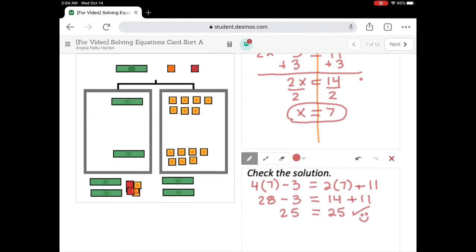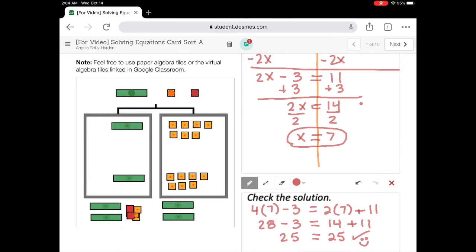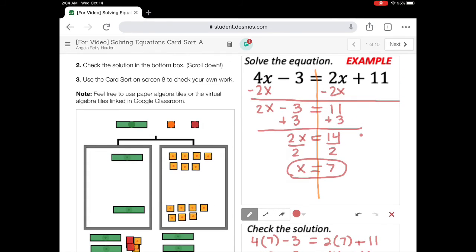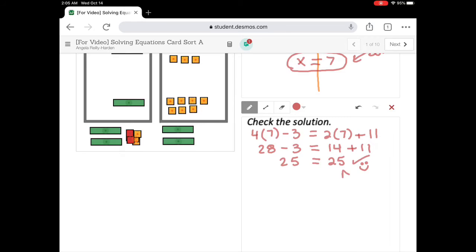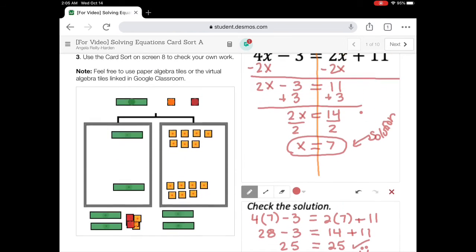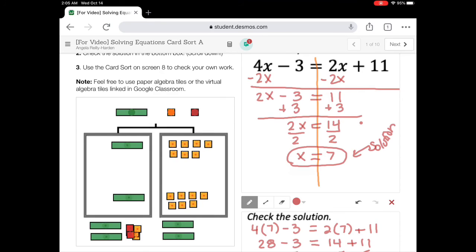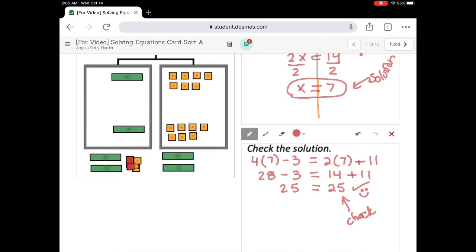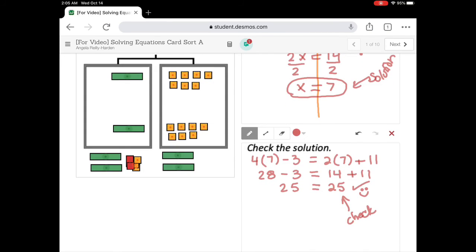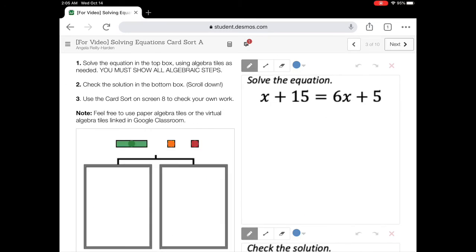So now I need to go to screen 8, and I am going to match up my equation, my solution, and my check values. It may not be the worst idea to jot these down on a piece of paper. Okay, so I've got 4x minus 3 equals 2x plus 11. The solution is x equals 7. The check that I'm looking for is 25 equals 25. So let's go ahead and move to screen 8.